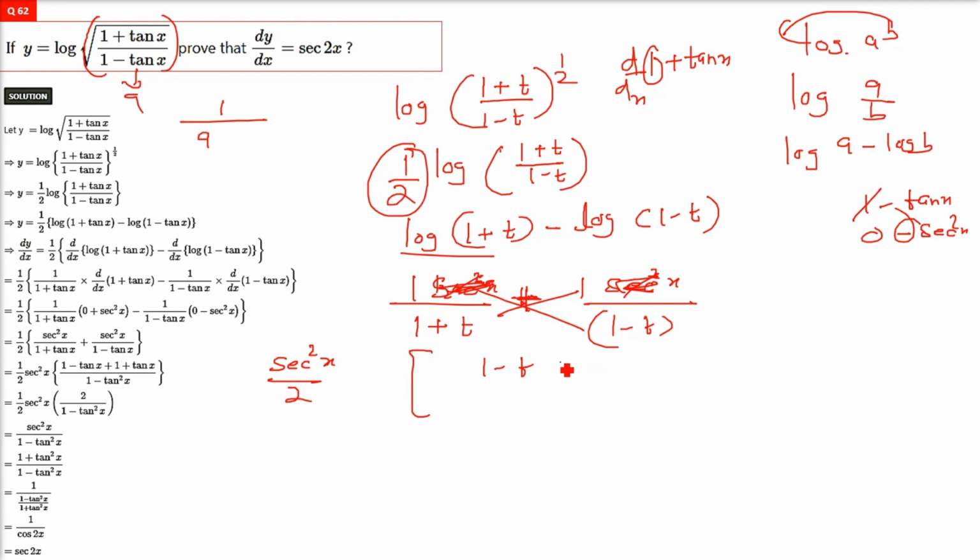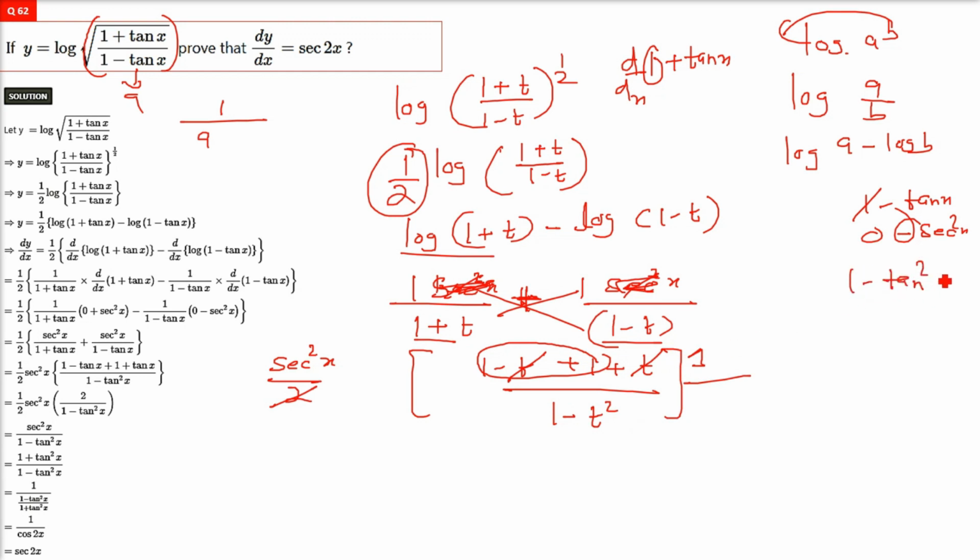So let us take the LCM. 1 plus 1 minus t goes here. 1 plus t goes here. 1 plus t into 1 minus t in the denominator. So 1 plus t into 1 minus t is 1 square minus t square. So 1 minus t square. Tan theta gets cancelled. You get 1 plus 1 as 2. It can be cancelled by this 2 in the denominator. So you get 1 by 1 minus t square.